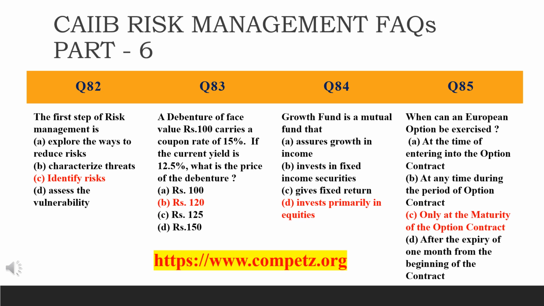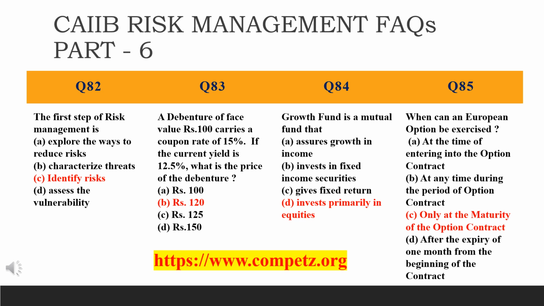Now see here, question number 82. Look at the screen. The first question is, the first step of risk management is dash. There are 4 options given. First, explore the ways to reduce risk. Second, categorize threats. Third, identify risk. Fourth, assess the vulnerability. Answer is C, identify risk.